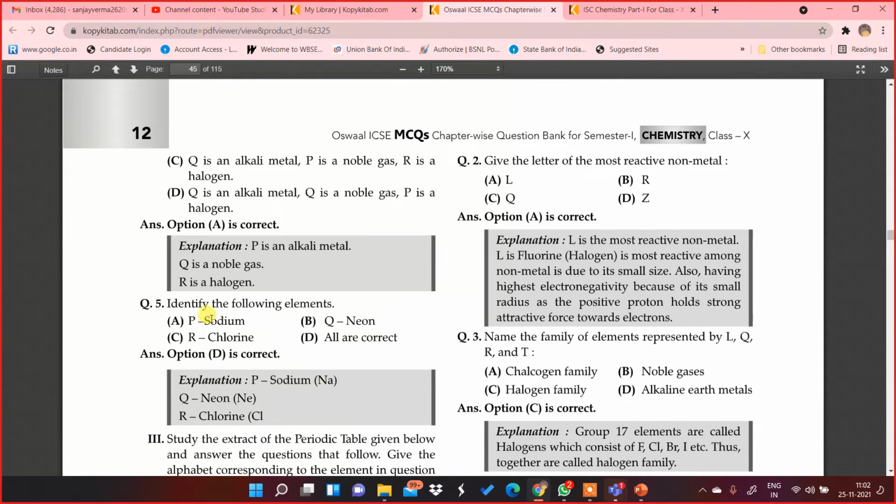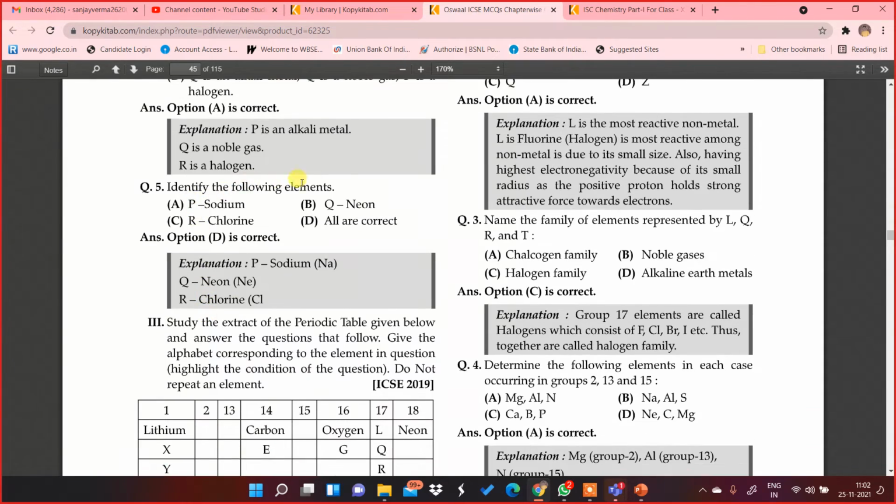Then number 5. Identify the following elements. P is sodium. Q is what? Neon. Helium, neon. Correct. And R is 17, that is chlorine. So all are correct. So option D is correct.